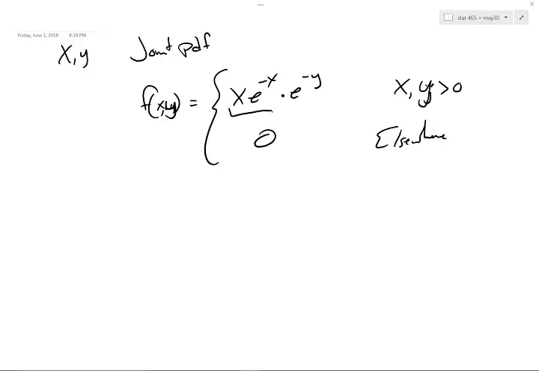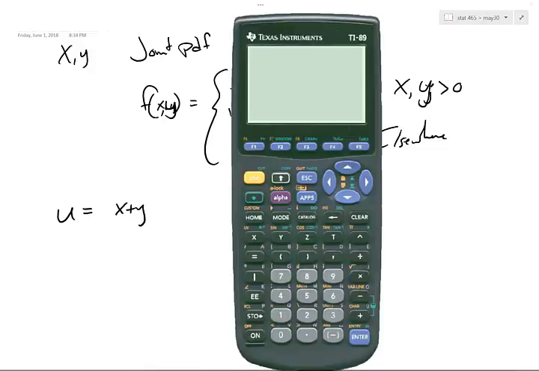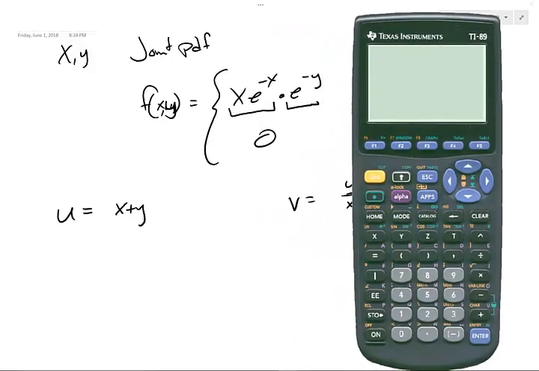There's your function of x alone times your function of y alone. Again, not that it really matters, just saying there it is. Let's let u equal x plus y. Let's let v equal y over x. This is one of those where it's not so easy to solve for them. I mean, maybe it's not terrible, but it's not easy.